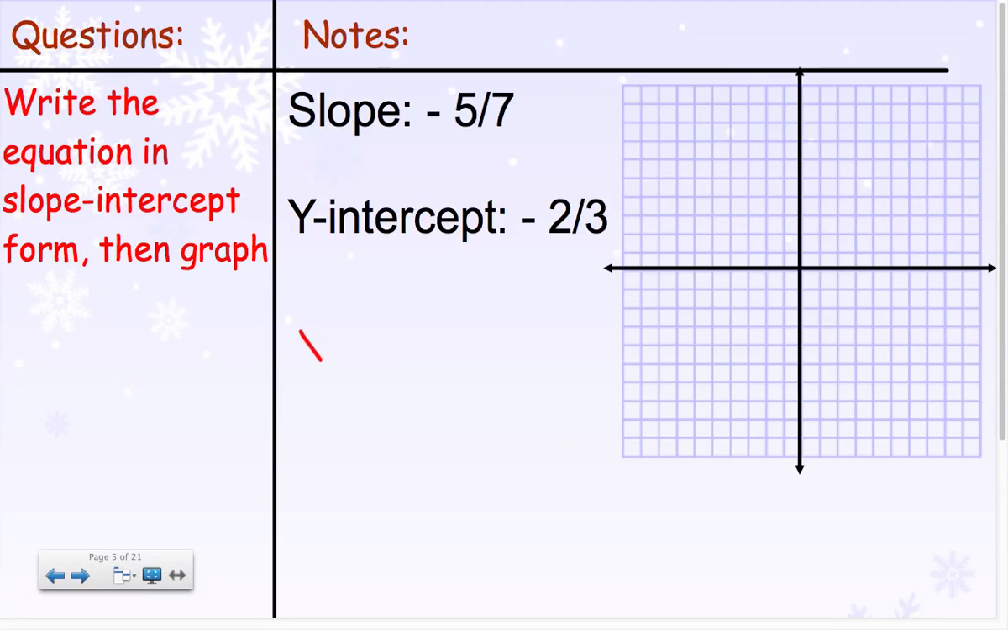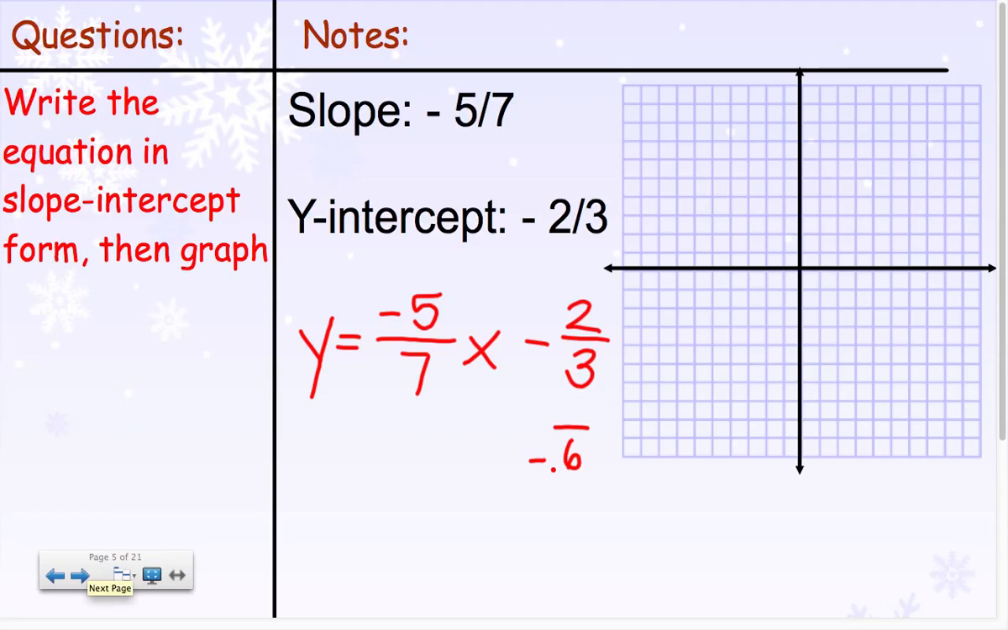This time our slope is negative 5/7, so I'm just going to put that right into my equation. My y-intercept is negative 2/3 this time, so I have a fraction for my y-intercept. Well, if you think about negative 2/3, that's the same as negative 0.6 repeating. Negative 0.6 repeating is in between 0 and negative 1, so I'm going to put my dot in between 0 and negative 1. Now for my slope, I have to rise negative 5, run 7.